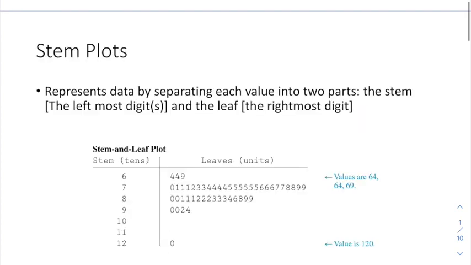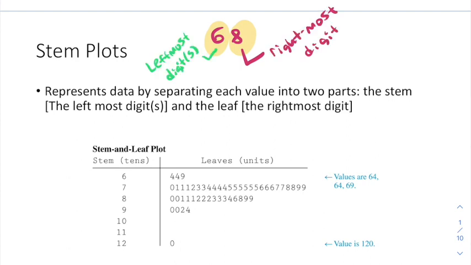We are going to start things off with a type of statistical graph called a stem plot. What a stem plot does is it takes a particular data value, like 68, and splits it into two parts, the stem and the leaf. The leaf is the rightmost digit, and the stem is the leftmost digit or digits, depending on how large the number is. A number like 158 would have two digits in its stem, where a number like 38 only has one. The leaf is always a single digit, the rightmost digit.